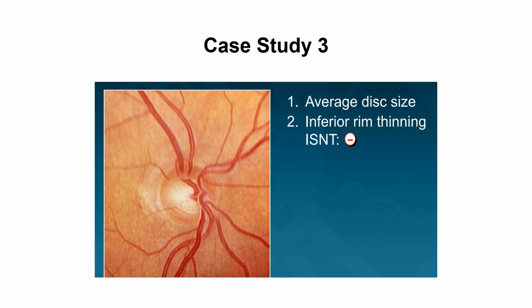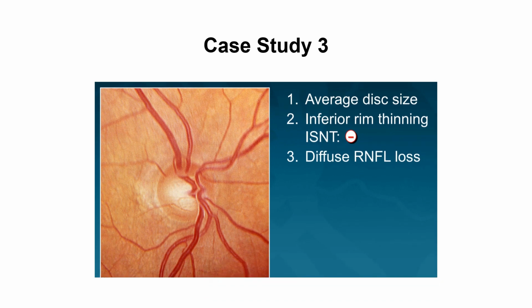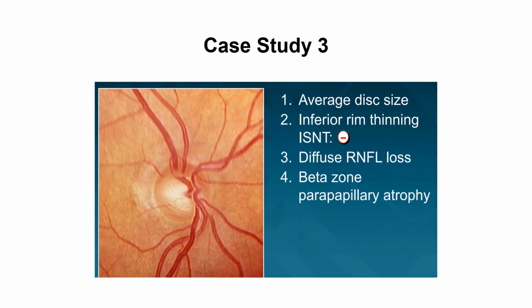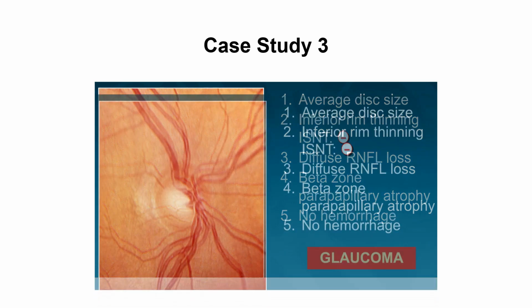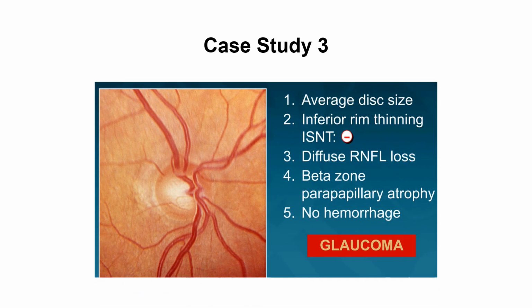Then you will see that there is inferior retinal nerve fiber layer thinning, inferior notch, so the ISNT rule is violated. Then you will see if there is diffuse retinal nerve fiber loss. There is no retinal nerve fiber loss at all in this image. Then you will see that we have beta zone parapapillary atrophy. This is the beta zone parapapillary atrophy, and there is no disc hemorrhage or even retinal hemorrhages. Okay, now this is clinically a glaucoma.